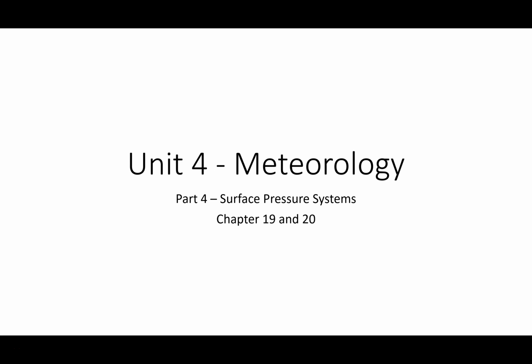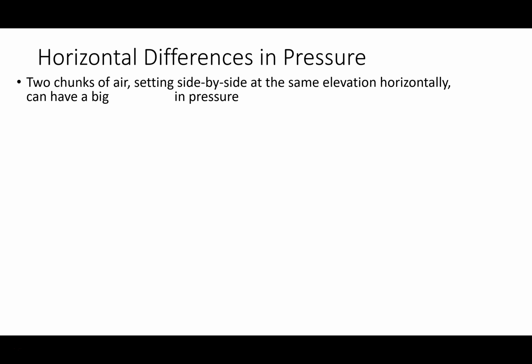This is what we call, let's see, this one right here, I get my vertical and horizontals mixed up, but this is what we call vertical pressure gradient, and this is what we call horizontal pressure, P for pressure gradient. All right. So horizontal differences in pressures. 2 chunks of air sitting side by side at the same elevation can be different.